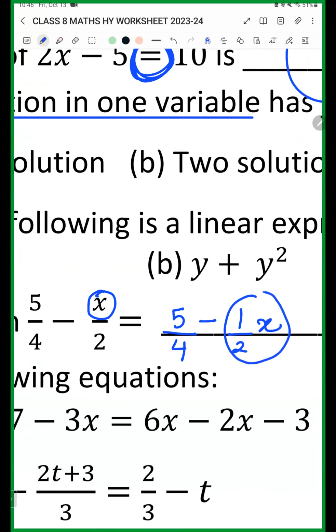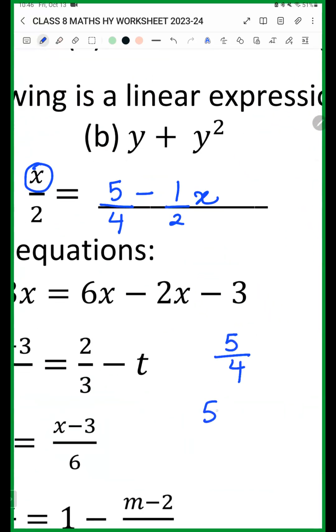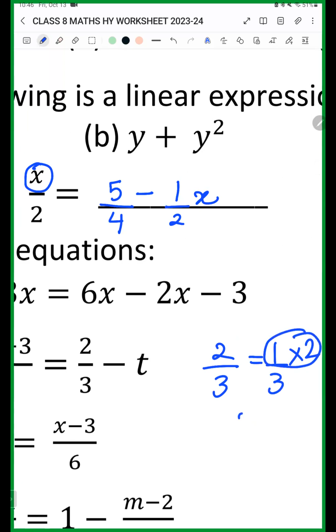Hiba, this is something you know very well. 5 by 4 can be written as 5 into 1 by 4, or not? Similarly, 2 by 3 can be written as 1 by 3 into 2. Yes, because when you multiply the numerators, it again gives you 2 by 3 only. When you multiply these two, 1 into 2 is 2, and in the denominator, you have 3. So you can write x by 2 as 1 by 2 into x.